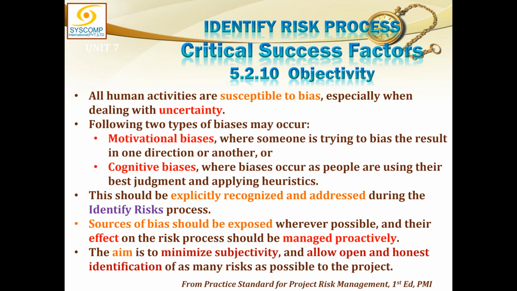Objectivity. All human activities are susceptible to bias, especially when dealing with uncertainty. So here, we must understand, we must talk objectively, not subjectively. There are people who are telling you the risks, they have their own biases. What kind of biases can be there? There could be a motivational bias. There could be a cognitive bias. Motivational bias is where someone is trying to bias the result in one direction or another. That is intentional. Motivational bias is intentional.